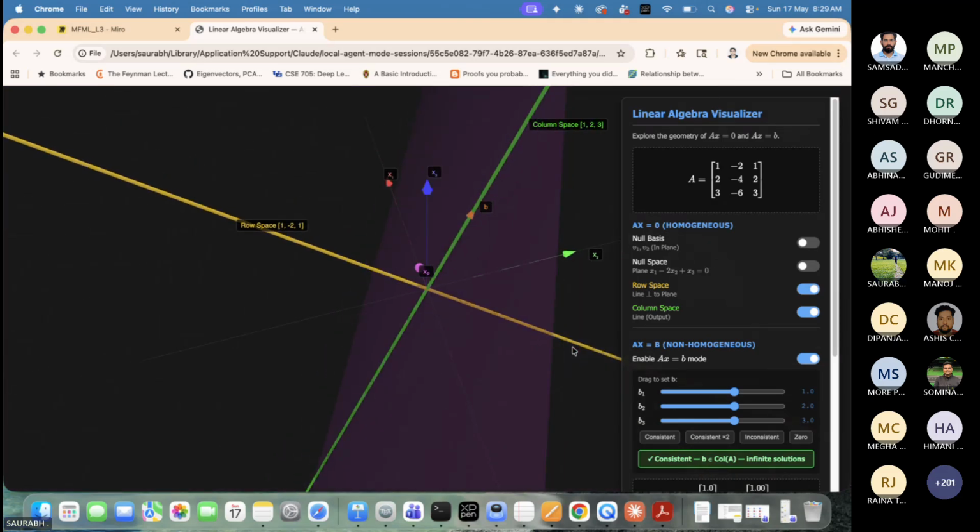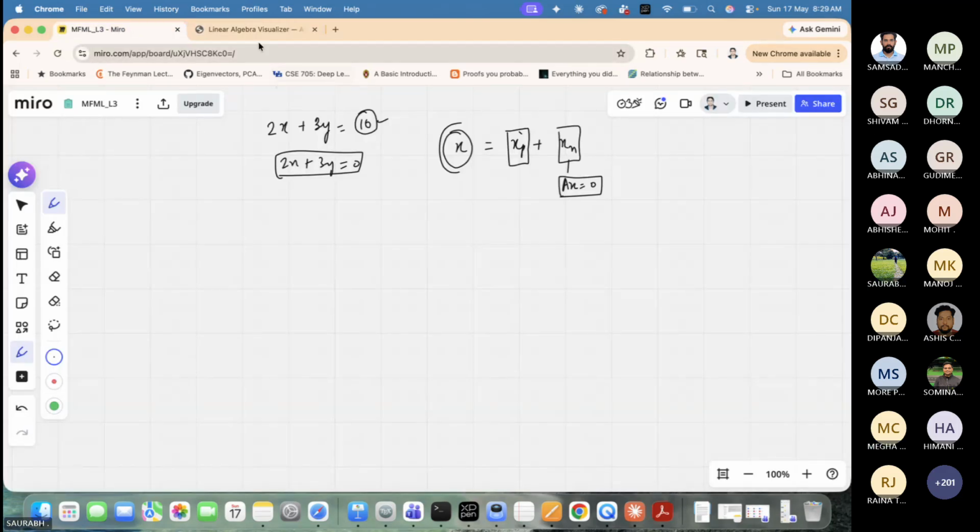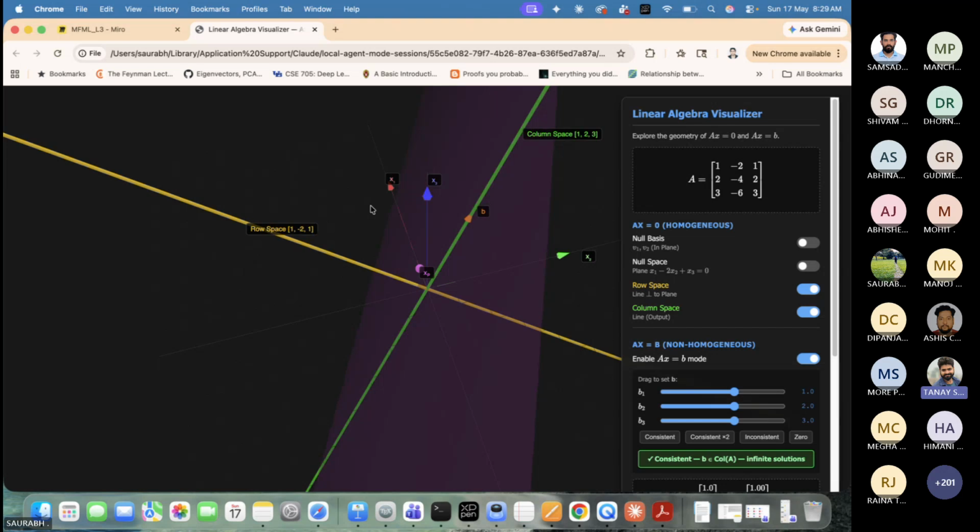Sir, if we combine row spaces and column spaces, will we get the full span? No. That is not the idea. Row space is a different meaning altogether.